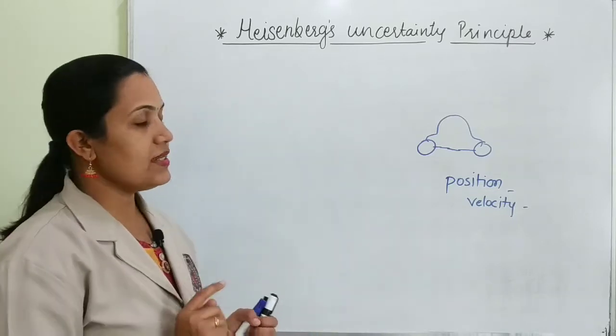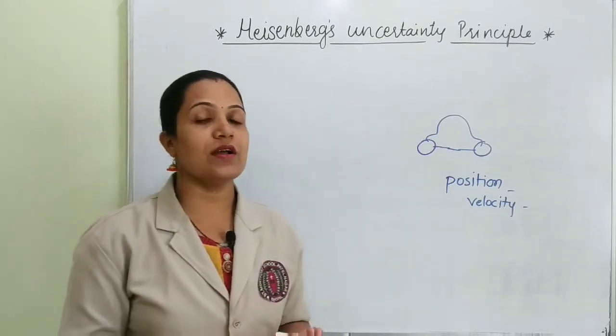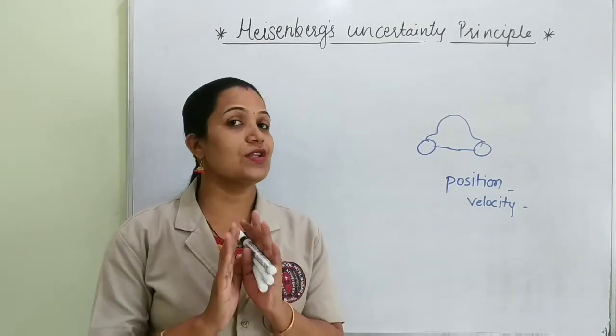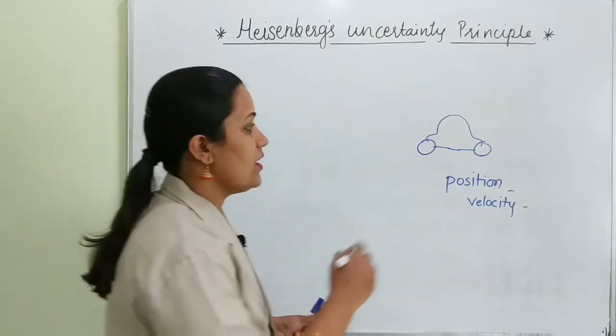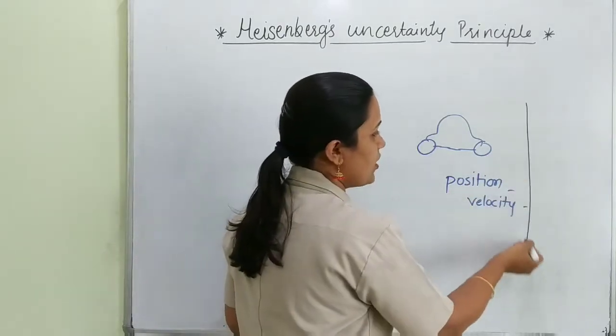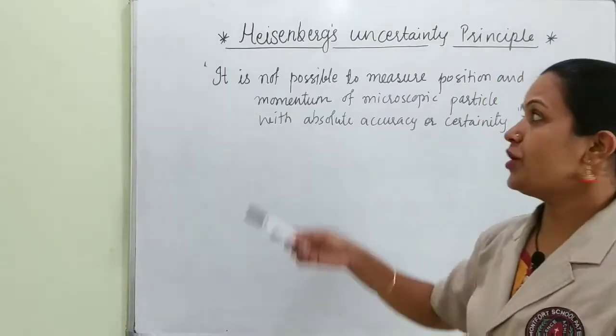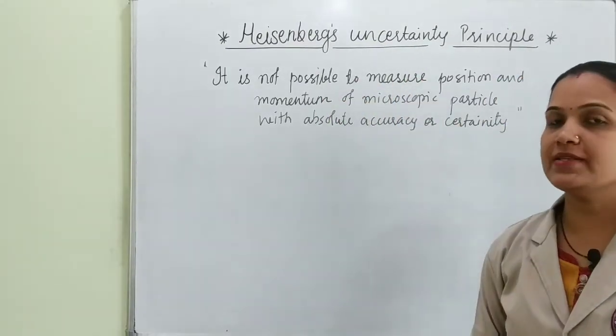Okay, now the question is why I told you all these things together, because this is actually not applicable for the electron. So we can measure the position and velocity of a moving ball. We can. What does Heisenberg's uncertainty principle say?